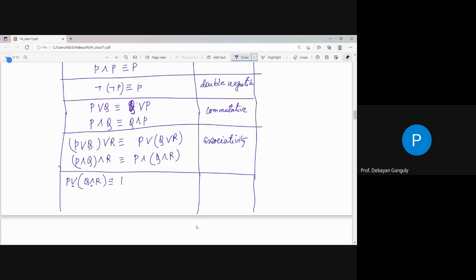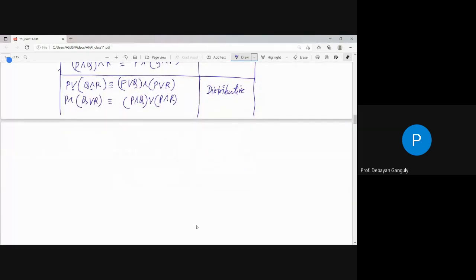That means you can write P or (Q and R) as (P or Q) and (P or R), or you can write P and (Q or R) as (P and Q) or (P and R), and this is nothing but the distributive law. So these are the different formulas that are very important for solving different types of problems. What type of solving we are just coming to, but these formulas are important.